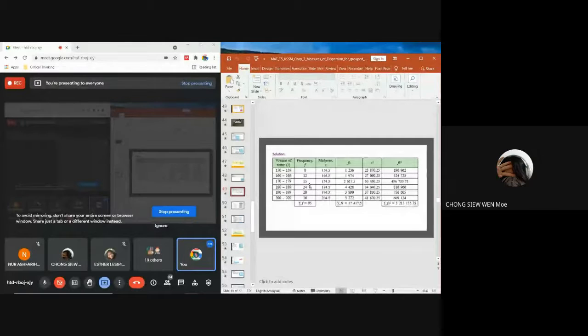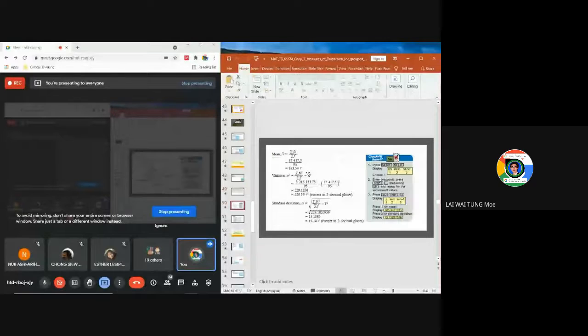Straight into the calculation steps. You mean you go straight to this part, with the formula and then the value, everything. Yes. Oh, I see. Okay.